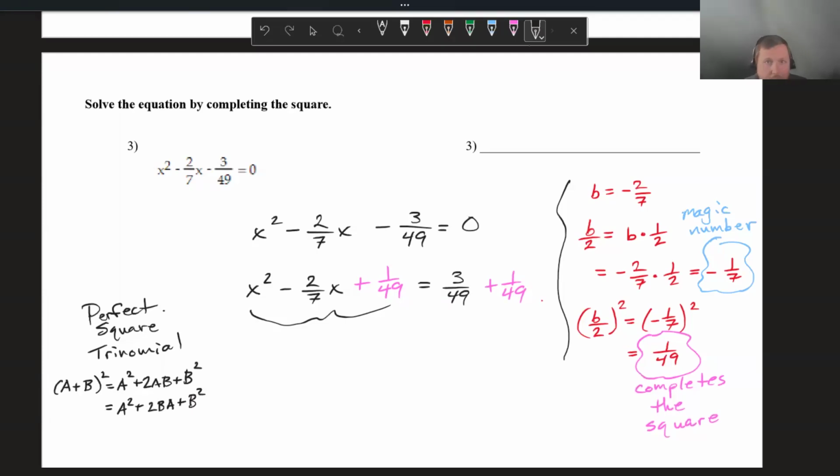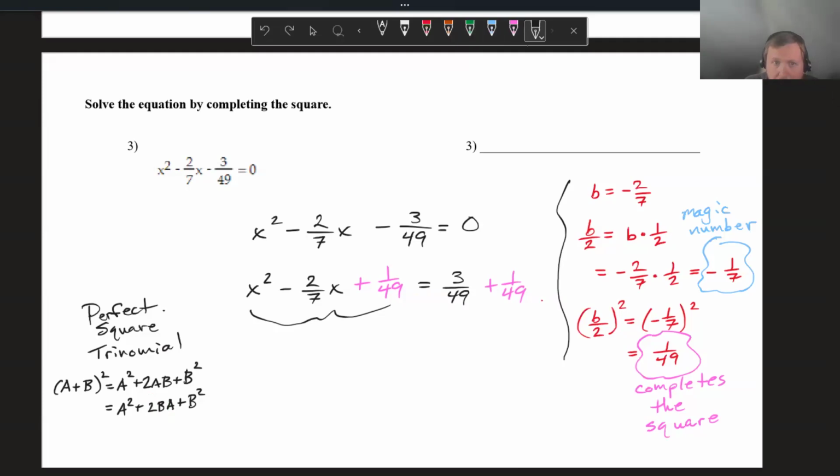Because what we're doing is we're taking this 2B, that's equivalent to this -2/7 from before. And we're dividing it by 2 to get it to B, this capital B I have written down, and then we're squaring it to get that capital B squared. In any case, I know my magic number is -1/7.